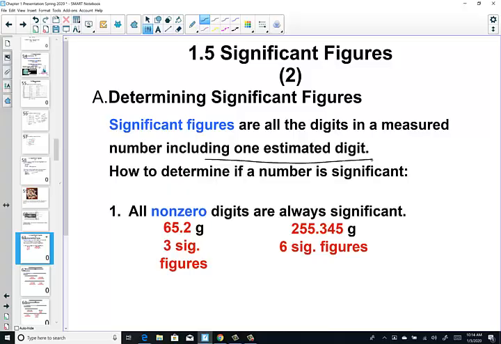We're going to review how to determine if a number is indeed significant. First, all non-zero digits are always, always, always significant. If I see a number 65.2 grams, notice I have a number and it's essential to include a unit. All of these numbers are non-zeros, so this number contains 3 significant figures.